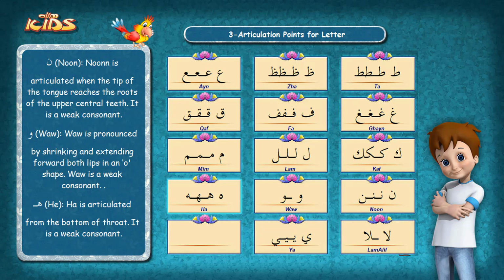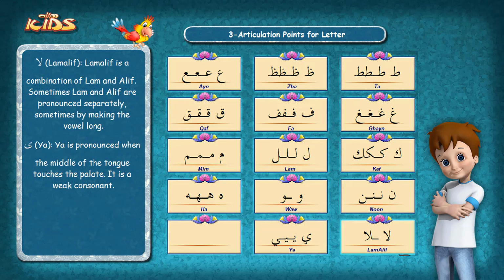He. He is articulated from the bottom of the throat. It is a weak consonant. Lam alif. Lam Alif is a combination of Lam and Alif. Sometimes Lam and Alif are pronounced separately, sometimes by making the vowel long. Ye. Ye is pronounced when the middle of the tongue touches the palate. It is a weak consonant.